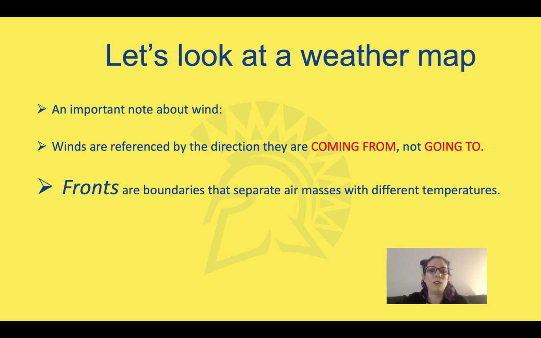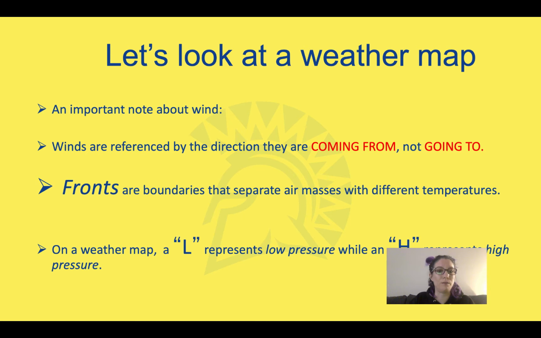Also, fronts are boundaries that separate air masses with different temperatures. So all a front is, is a boundary. On one side, an air mass is going to have one temperature, and on the other side, it'll have another. So just think about a front as a boundary. And the last thing is, on a weather map, an L is going to represent low pressure, while an H represents high pressure. That's pretty intuitive, but we need to make sure that you understand that.